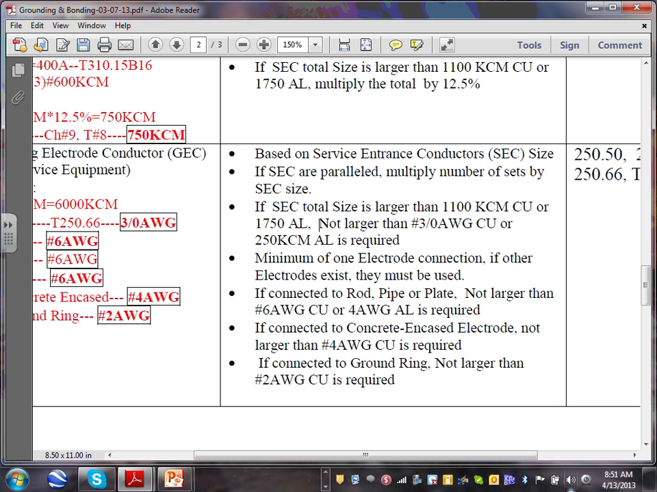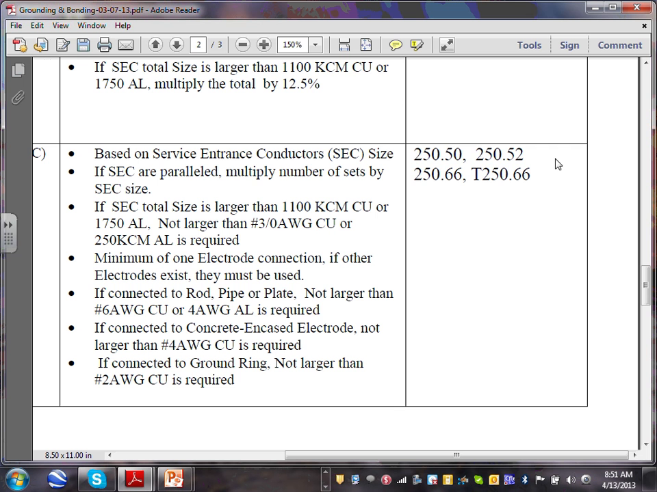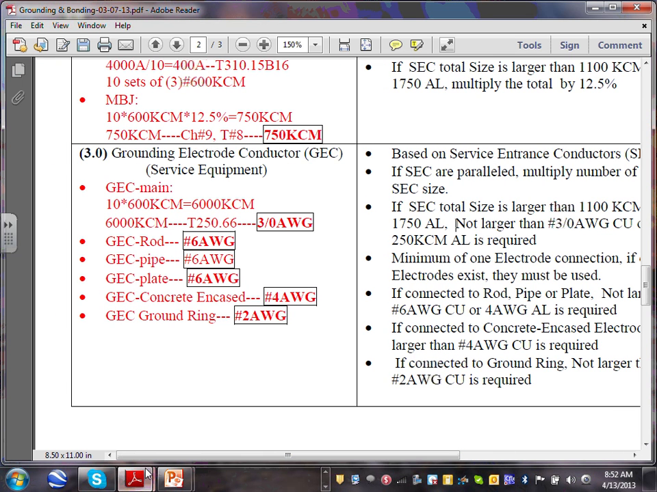And if you have a ground ring, you don't have to go more than number 2, because your ground ring minimum is number 2. Unless your ground ring is 500 kcm, then you have to tie with 500 kcm, if you decided to go that route. So I summarized the whole thing here for you. Right in here, this is where it tells you all this stuff. Then you come over here. Here's my 10 times 600 kcm, get you 6,000. You go to 250.66, and you get your 3/0, and you stop right there.